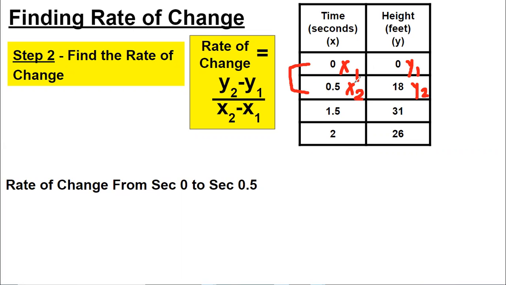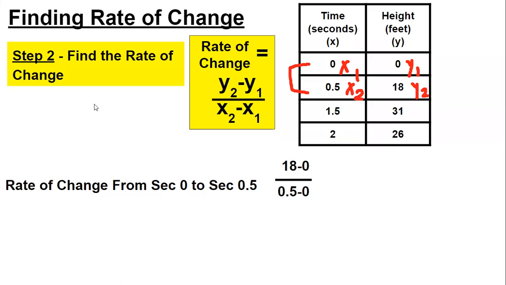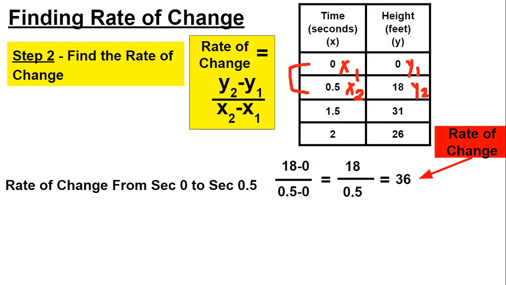The reason I'm not is because then I'd end up with 2 negatives, and then I'd have to remember to divide the 2 negatives, make a positive and all that. So that's why I'm going this direction. So y2 is 18, x2 is 0.5. Then I just put them into the formula. 18 minus 0, y2 minus y1, over 0.5 minus 0, x2 minus x1. Do the math, I get 18 over 0.5. If I divide 18 by 0.5, I get 36, and that is my rate of change from the interval 0 seconds to 0.5 seconds.